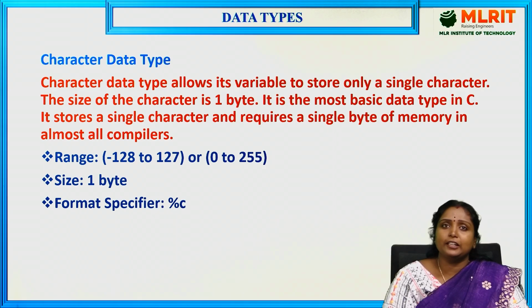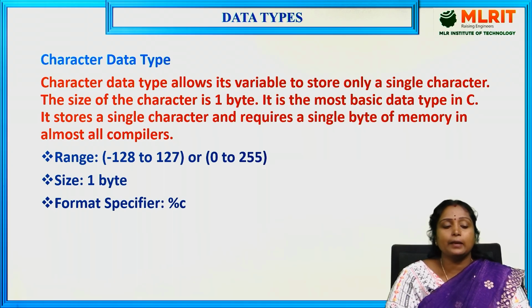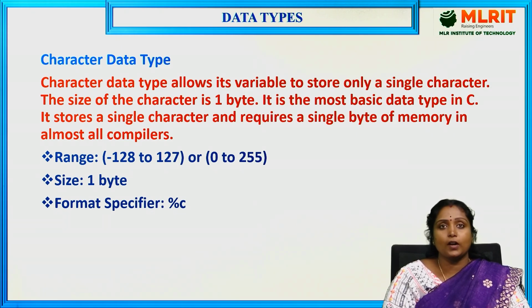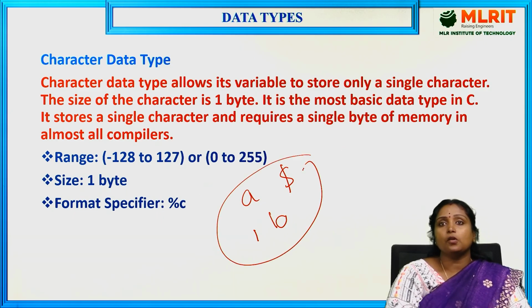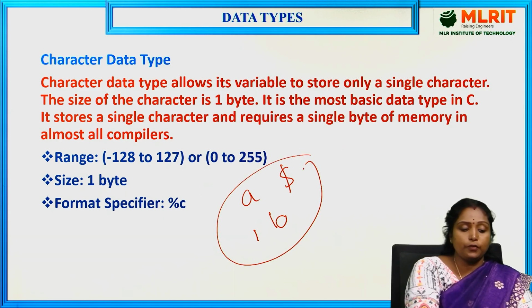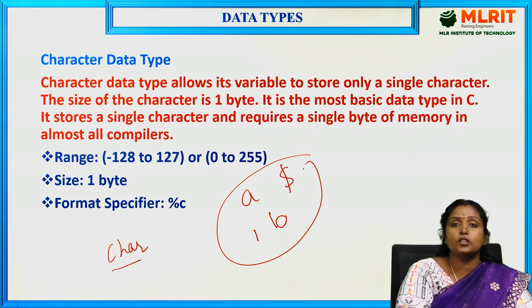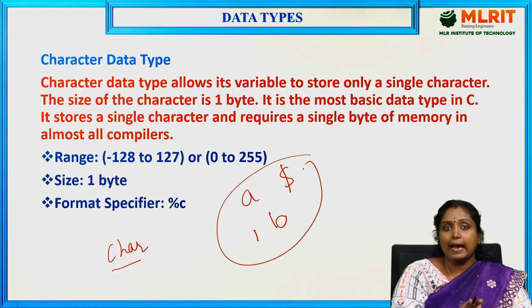Coming to the next data type, the character data type. Character data types will store only a single character, which is whatever you have on the keyboard. That one particular thing is called a character. Suppose A, $1, B. These all come under characters. If you are declaring one, char is a keyword used to declare a character variable. We have to use the data type as char.